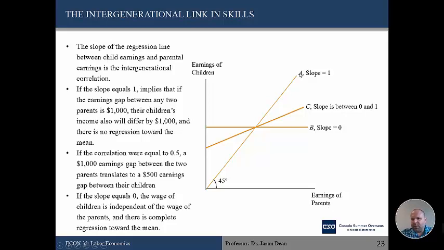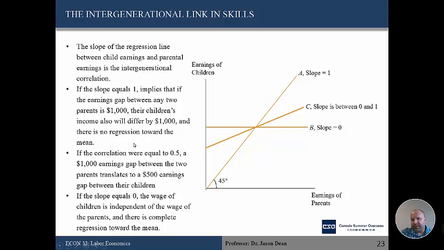If we look at this diagram, we have education of children and education of parents. If we were to plot the data and run a regression, and the slope of that regression line was equal to 1, that would imply that for any two parents, if their earnings gap is $1,000, their children's income will also differ by $1,000. And so there'd be no regression towards the mean.